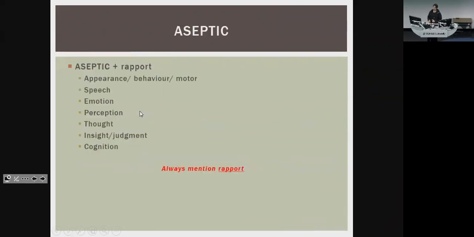So ASEPTIC stands for appearance, speech, emotion, perception, thought, insight, and cognition. There's lots of different acronyms and mnemonics, just memorize one. But they all essentially cover the same things.